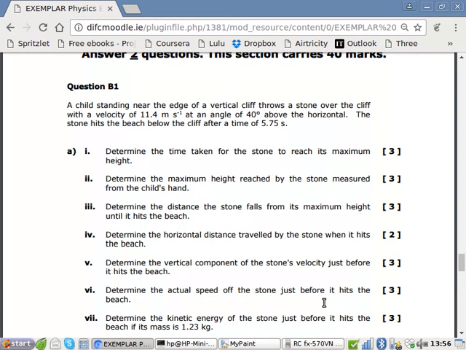What is this? Oh, this. Exemplar, end of semester 1.